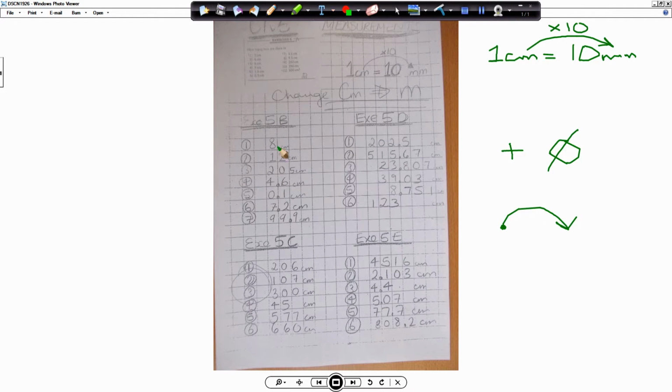So I'm going to go through some of these quickly. 8 centimeters times by 10 is equal to what? 80. 12 centimeters times by 10 is equal to? 120 millimeters. Okay. 4.6 times by 10 will give us? 46. 99.9 centimeters to millimeters will give us what? 999 millimeters. So these ones here, we just add a 0 because it's whole numbers. Decimal ones, we move the decimal point by 1.